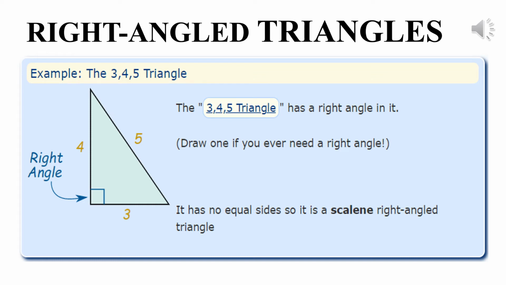Example: the 3, 4, 5 triangle. The 3, 4, 5 triangle has a right angle in it. Draw one if you ever need a right angle. It has no equal sides, so it is a scalene right-angled triangle.